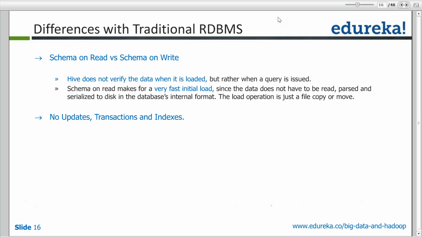Right? And the other differences: there are no updates, no transactions, no indexes. Indexes have been introduced in Hive in the latest versions. But yeah, it is not meant for real-time processing. That's why there are no indexes.